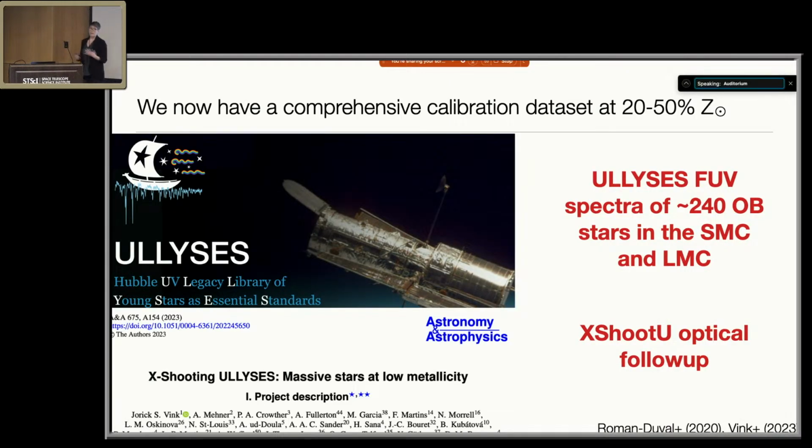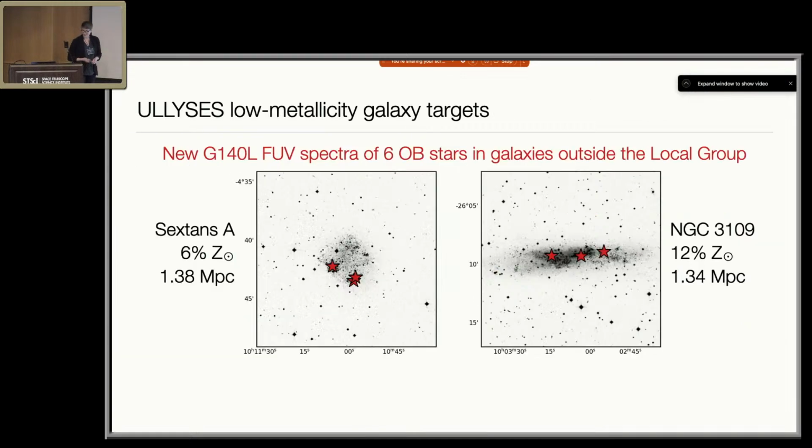So we've heard from many speakers today how Ulysses combined with the XSHU data set have given us exactly the kind of data that we need to do that sort of work, really rigorously calibrating models at 20 and 50% solar metallicity, thanks to this enormous data set of far UV and optical spectra of hundreds of O-stars in these two very nearby star-forming galaxies. Now, we also heard that Ulysses extends to lower metallicities as well.